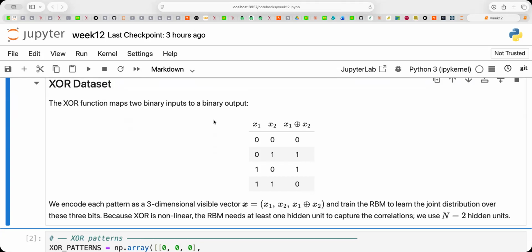So in this case here, we just encode a three-dimensional visible vector, x1, x2, and the output, and train the RBM to learn the joint distribution over these 3 bits. Since the XOR is nonlinear, the RBM needs at least one hidden unit to capture the correlations. And in this case, I have just put in 2 hidden units. If you have more, then you obviously have more flexibility in the training.